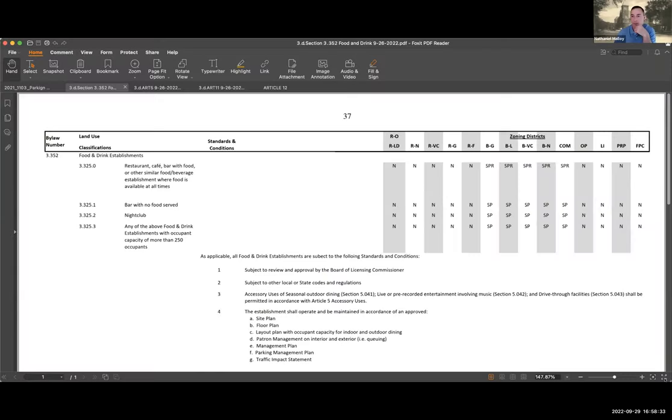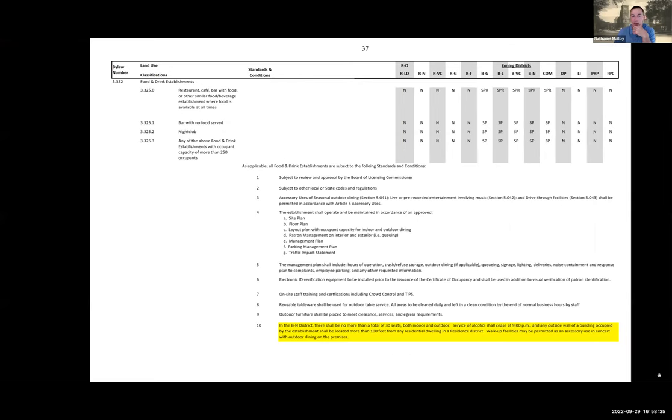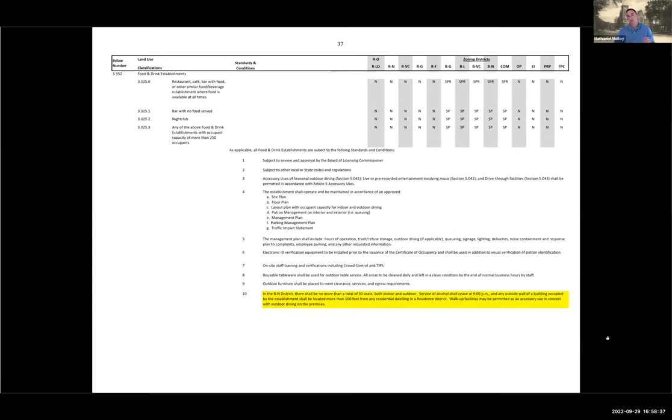So in terms of the use table, we're proposing a swap: delete everything that's there and replace it with a new 3.352 section. The only thing that remains from the current standards and conditions and the uses is what's in yellow here. In the BN district, there's a limitation on the number of seats to 30, both indoor and outdoor. Alcohol needs to stop being served at 9.